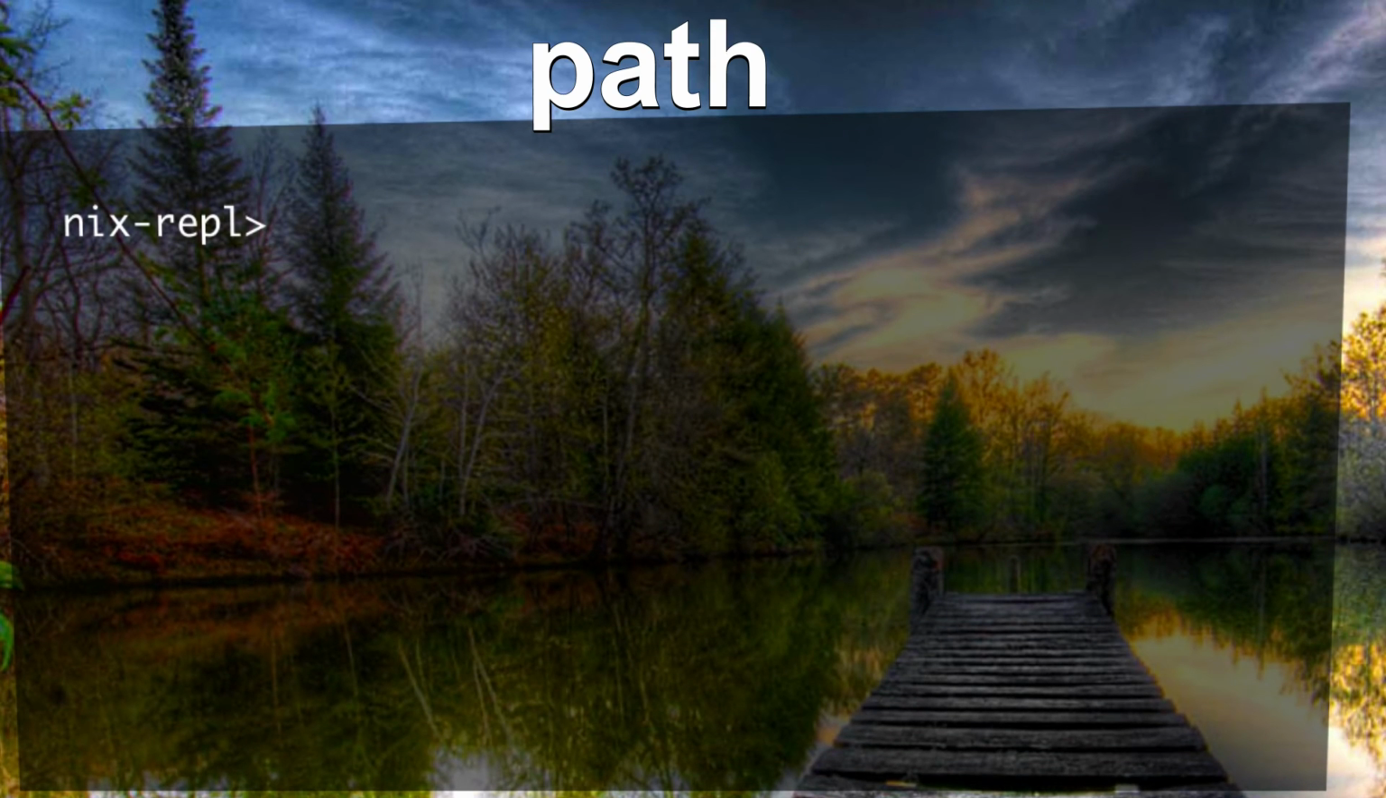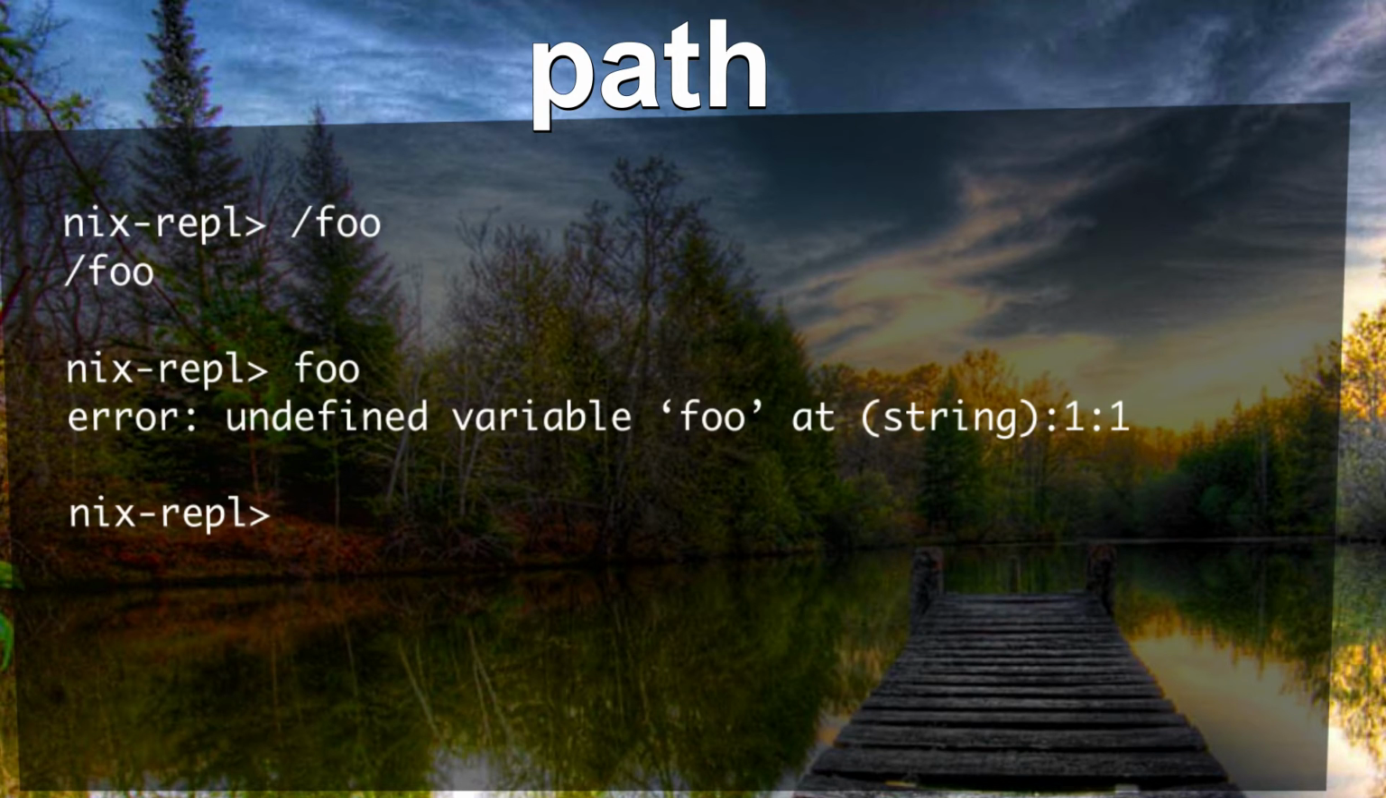A path value represents a path on the local file system. A path literal is not double quoted and it must contain a slash. Without the slash, Nix will think you are referring to a variable. A path also never ends with a trailing slash.